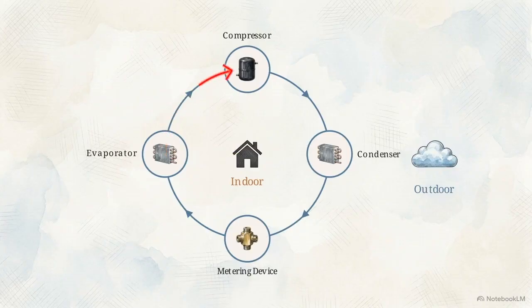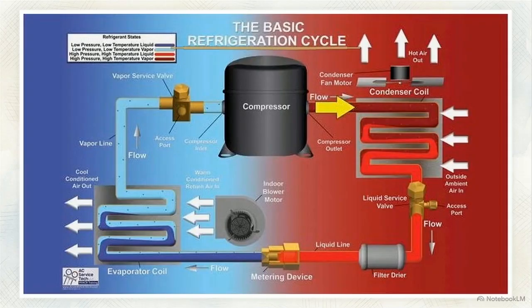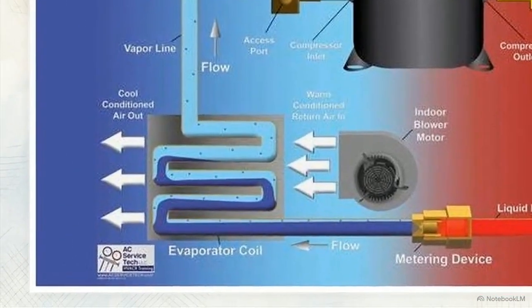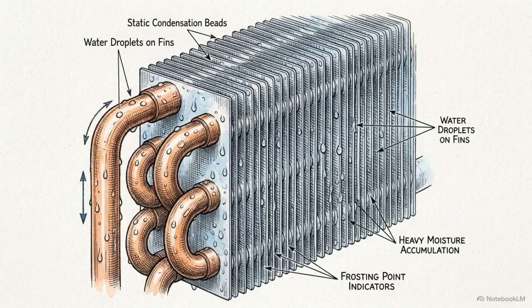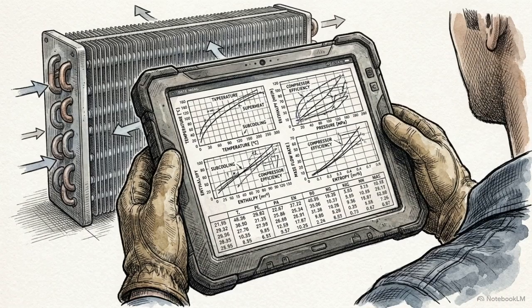Its only job is to physically absorb heat from inside a building and move it outside. The closed-loop refrigeration cycle relies on four main components: the compressor, condenser, metering device, and evaporator coil. We will focus our attention entirely on the indoor component where cooling happens, the evaporator coil. Because this coil is an opaque, sealed environment, technicians must learn to interpret the thermodynamic data of the refrigerant to determine how the system is performing.